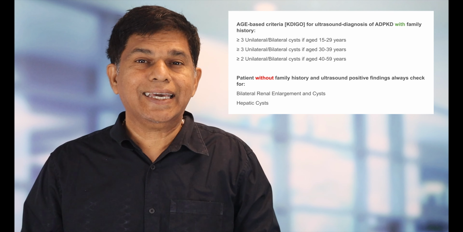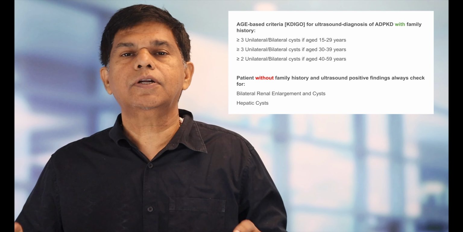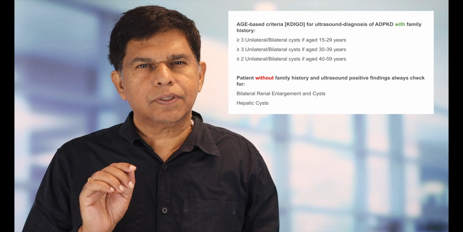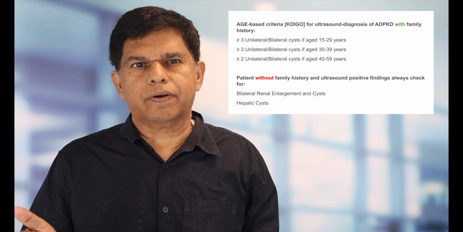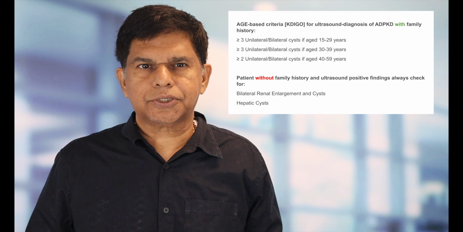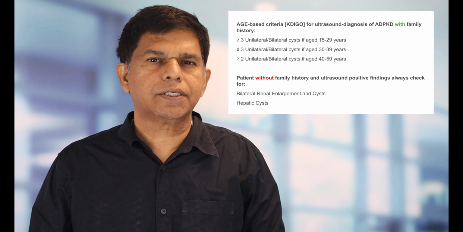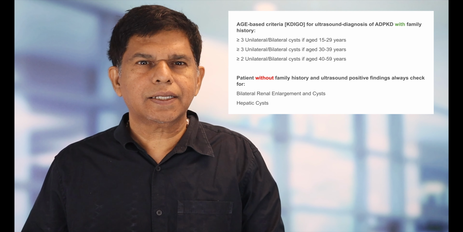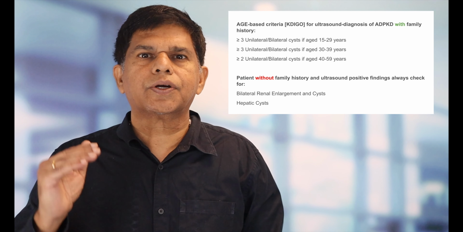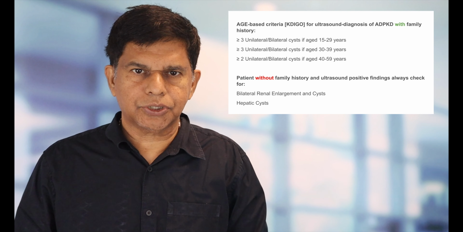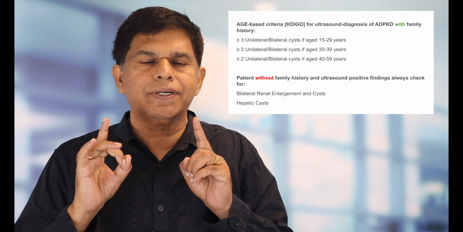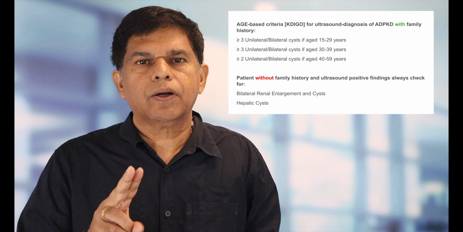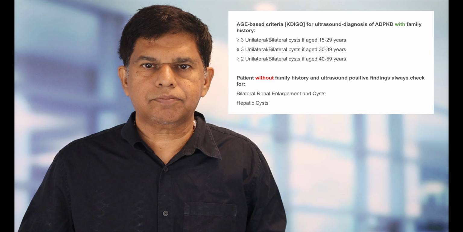Age plays a very important role. If you're aged between 15 to 29 years, you should have 3 or more unilateral or bilateral cysts. Okay, then you can say the patient has autosomal dominant polycystic kidney disease. Now, if you're between 30 and 39, the same thing, 3 or more unilateral or bilateral cysts. But if you're between the ages of 40 to 59, you need only 2 cysts, or more than 2, unilateral or bilateral.